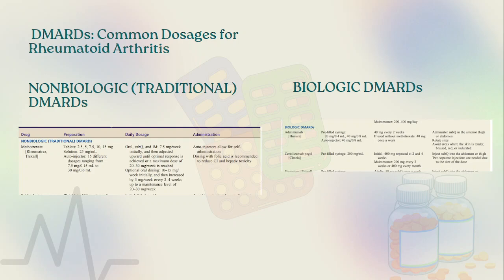Next, another example is adalimumab, marketed under the brand name Humira. It is a biologic disease-modifying anti-rheumatic drug that belongs to the class of tumor necrosis factor or TNF inhibitors. It is widely used in the treatment of autoimmune diseases such as rheumatoid arthritis.